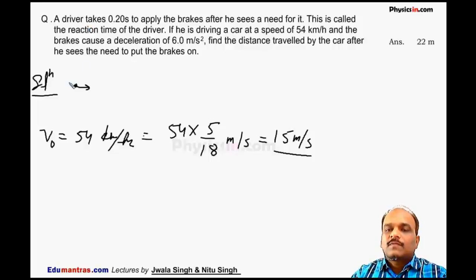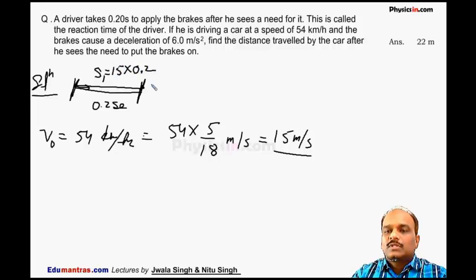Now when the driver needs to apply the brake, the car will move with a constant speed for 0.2 second. In this 0.2 second, the car travels a distance s1, which is 15 into 0.2 meter, that is equal to 3 meter. And after that he applies the brake and finally the car comes to rest. Here the final velocity becomes 0. Let this distance be s2.